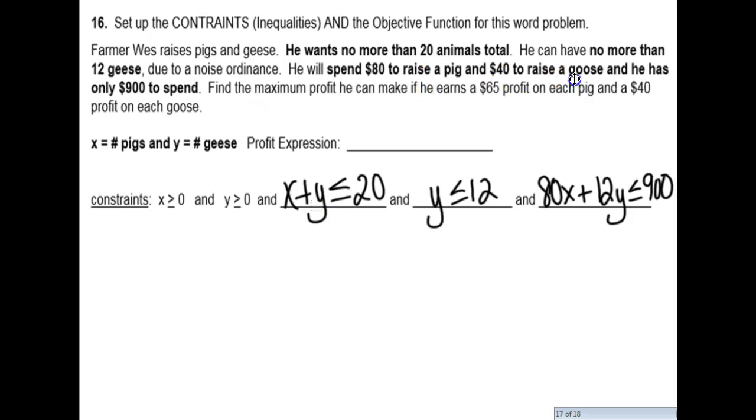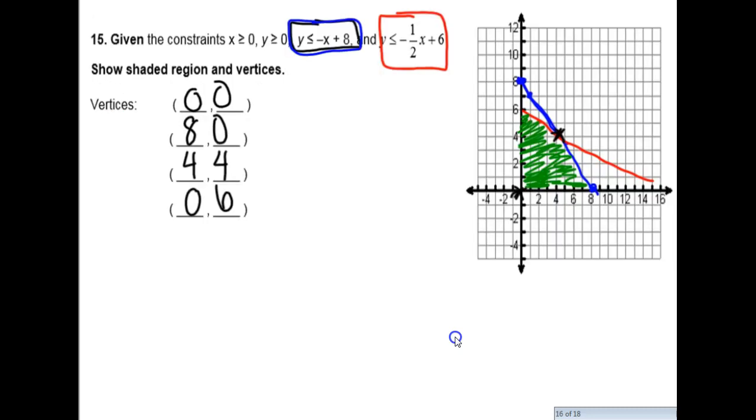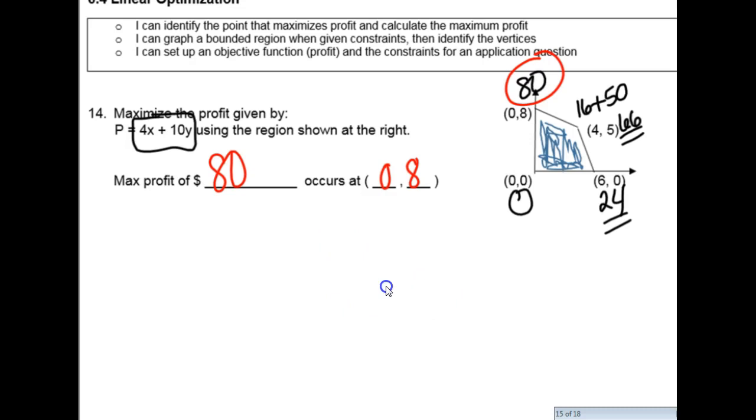And then the final one talks about profit. So he makes $65 profit off of each pig and $40 profit off of each goose. So 65 times every pig plus $40 for each goose. I don't need you to actually compute anything after that, just so hopefully you're noticing that you're setting up constraints and profit functions separate from graphing bounded regions and also separate from evaluating.